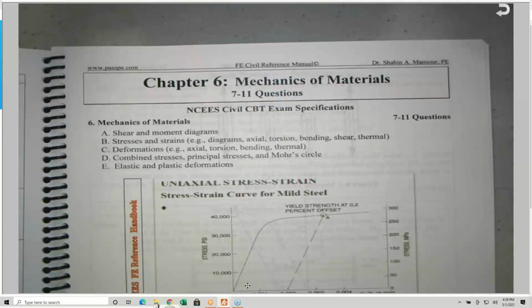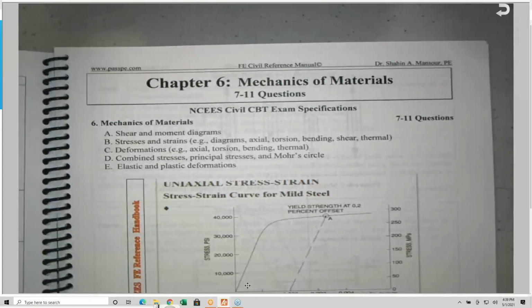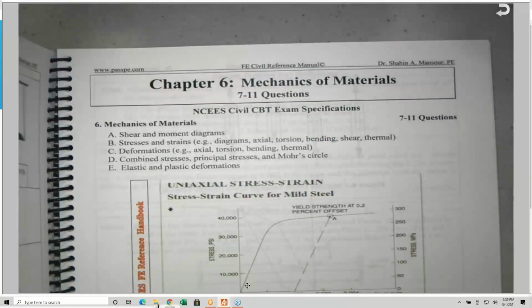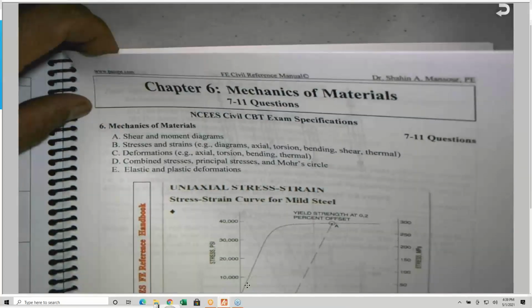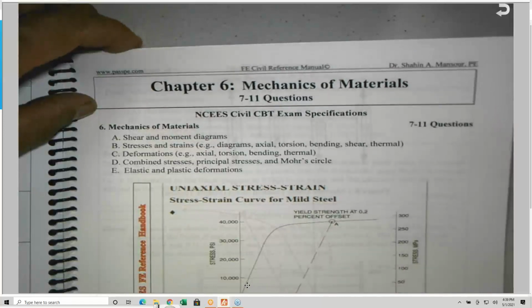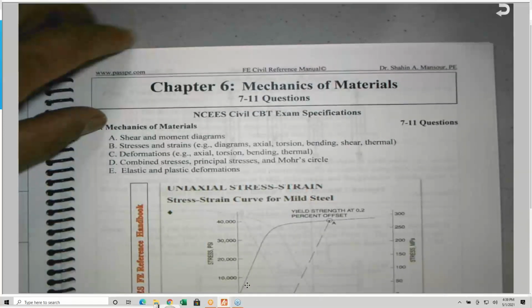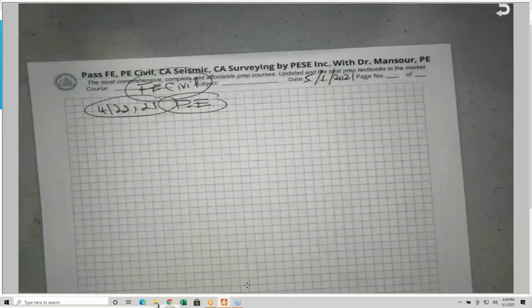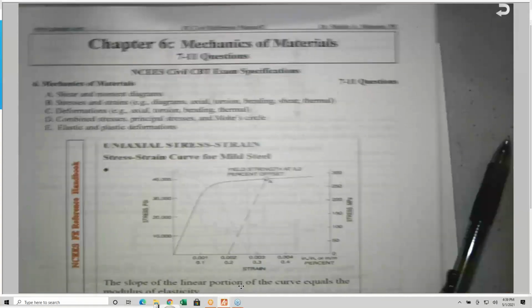Right now, we are in the mechanics of materials, which is a very, very important chapter because a lot of other subjects will rely on the mechanics of materials. So this subject is very, very important.